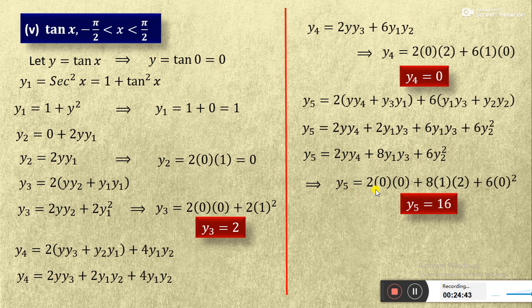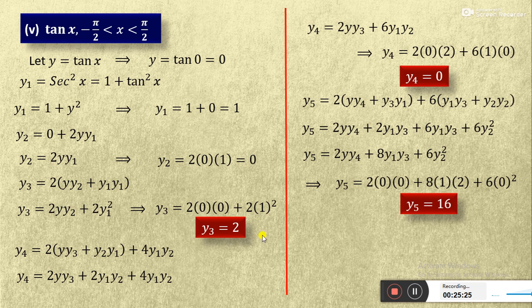So y5 equal to 2 into, here y value is 0 and y4 value is 0, plus 8 into y1 value is 1, y3 value is 2, plus 6 into y2 value is 0. So from this y5 equal to 8 2s are 16, this is the y5. So y5 equal to 16. Now all the values we calculated are: y equal to 0, y1 equal to 1, y2 equal to 0, y3 equal to 2, y4 equal to 0, y5 equal to 16.